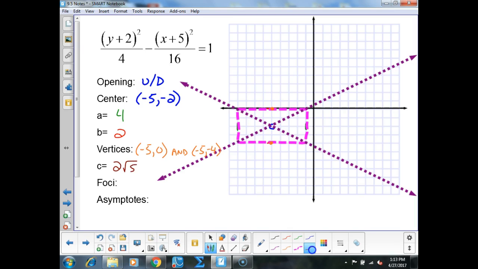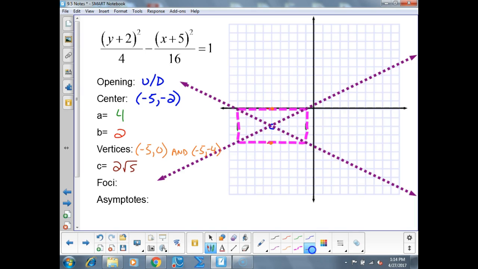Real quick question. What's up? So the vertices are always short. No. Depends on your direction of opening. Okay. No, you're right. They're always on the side that's open, because the hyperbola actually goes through the vertex. When you write this, do you want them in that form?